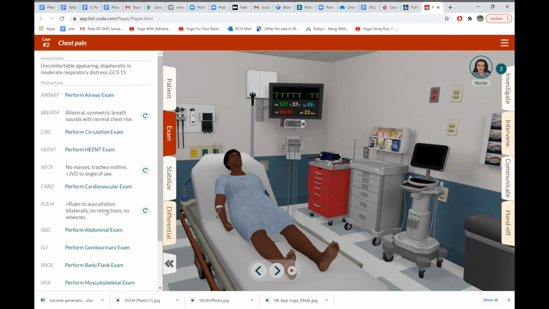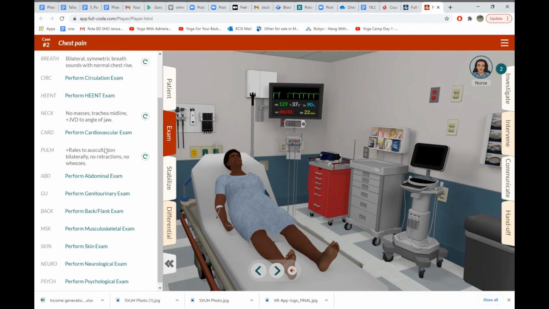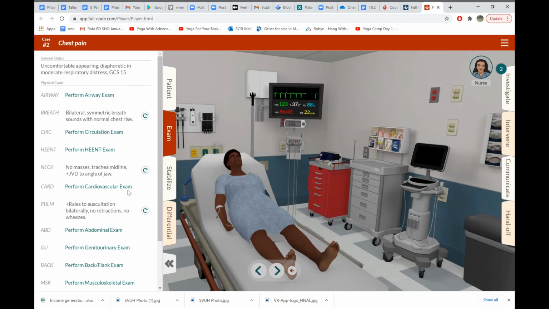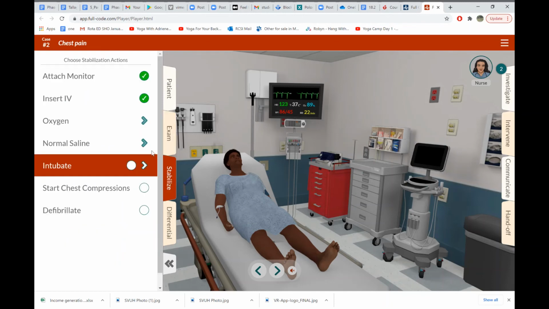Okay, fair enough. I'm not really sure why they feel the need to differentiate between the breathing exam and the pulmonary exam, but fine. Then we can repeat the exam as the case goes on, but it doesn't change. So I think it's a nice idea that you can re-examine as the case goes on, but really it's not particularly relevant.